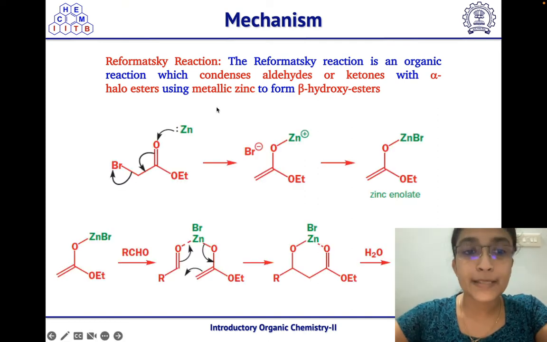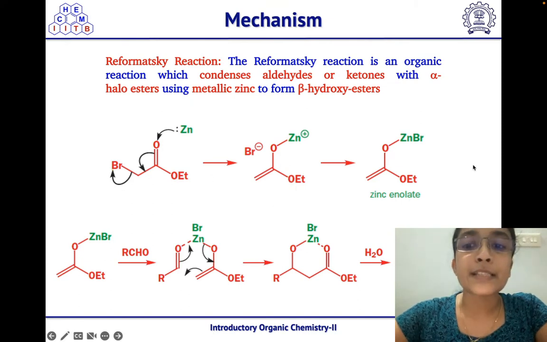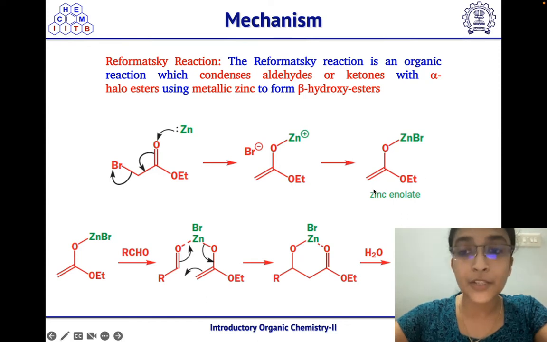So this is the mechanism involved. In the presence of zinc, the alpha halo ester will undergo an arrow pushing mechanism like this. The zinc will add electrons to this oxygen. Then this carbon-oxygen double bond will break, this electron density will shift in this direction, and this bromide will get eliminated. Then it will result in the formation of a zinc enolate. Zinc enolate is also similar to an enolate, so it will undergo reactions similar to an enolate. It will add on to this aldehyde like this.